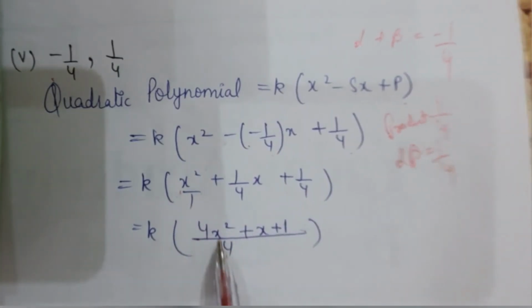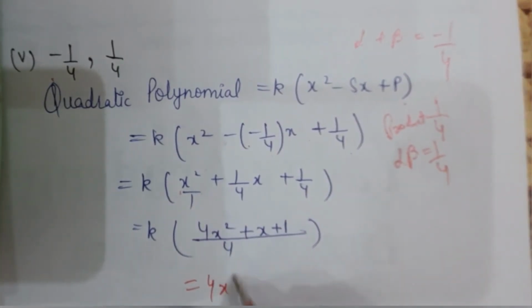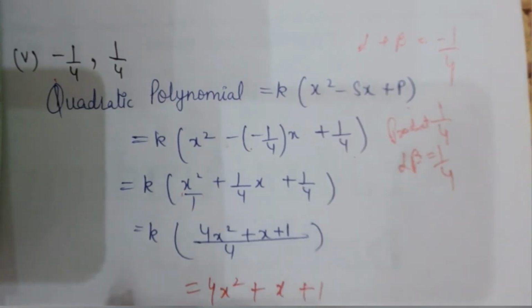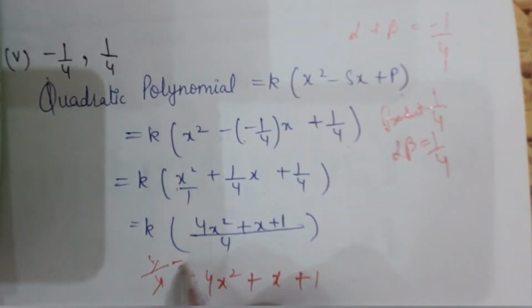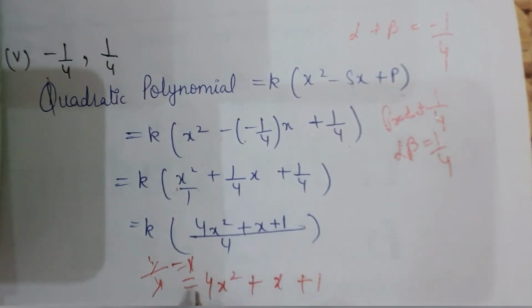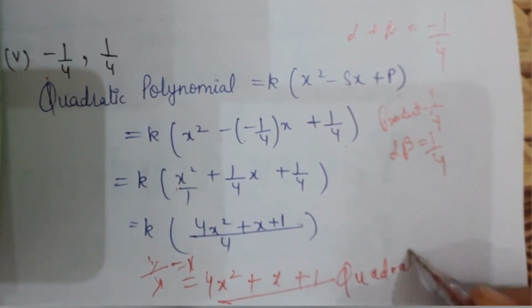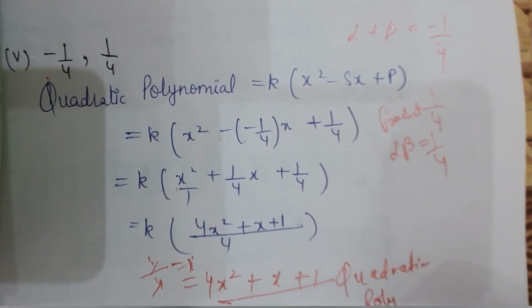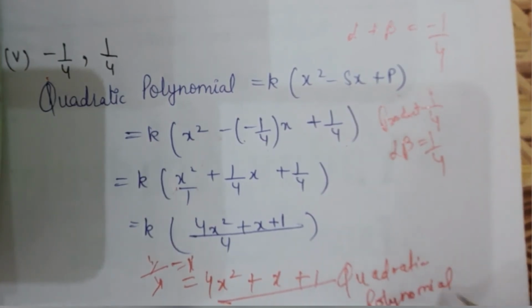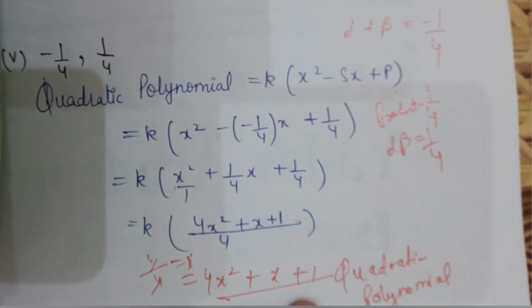Now we will take LCM and we will get 4x² plus x plus 1 and k is 4. So 4/4 will come 1. You can skip this step and simply write this is our quadratic पॉलिनोमियल. ये हमारा क्वाड्रेटिक पॉलिनोमियल होगा और जब हम इसकी जीरोस निकालेंगे तो वो आपकी वही आएंगी जब आप इसकी मिडिल टर्म स्प्लिट करके इसकी जीरोस निकालेंगे.